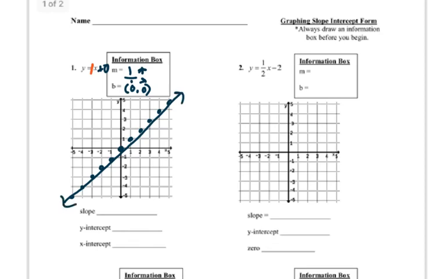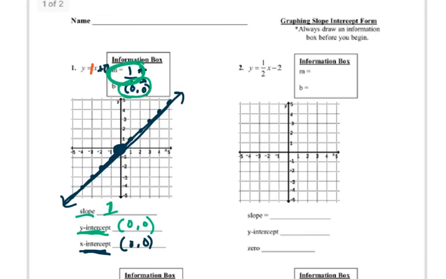Okay, so I know my slope. My slope was right here. It was the m. My slope is a 1. I know my y-intercept. Y-intercept was b. It was right here. That was the ordered pair, 0, 0. So now your x-intercept is where this line crossed the x-axis. So in this example, it crossed the x-axis right here at 0, 0. X-intercept is where your line crosses the x-axis.